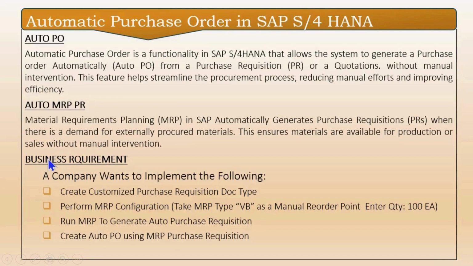Business requirements. We are taking this as a scenario for business requirement. Our business requirement is a company wants to implement the following. What does the company want to implement? The company wants to create a customized purchase requisition document type. Then perform MRP configuration, taking VB as the MRP type, set up the MRP manual reorder point as 100 quantity, then run the MRP to generate auto purchase requisition. From that purchase requisition, we'll create the auto PO using that MRP purchase requisition. Move on to the next slide.